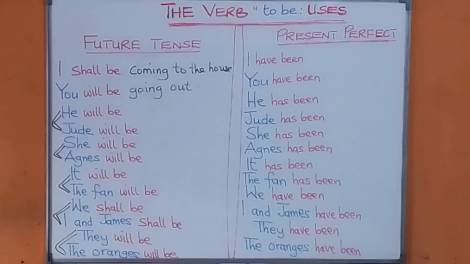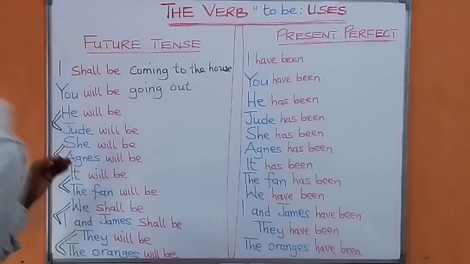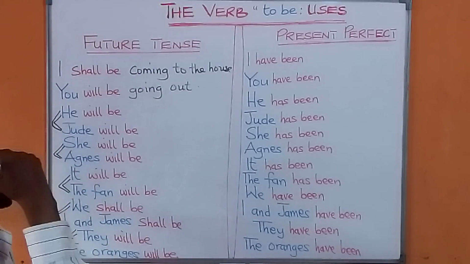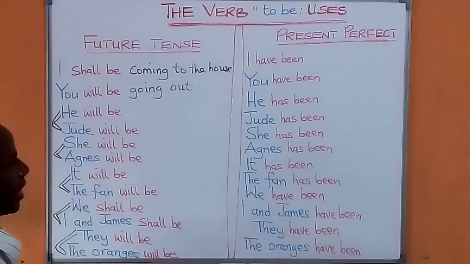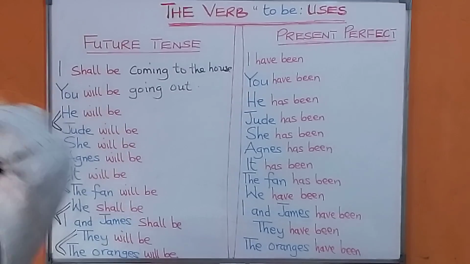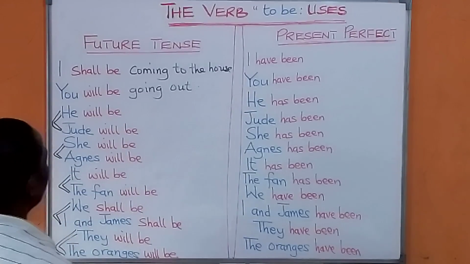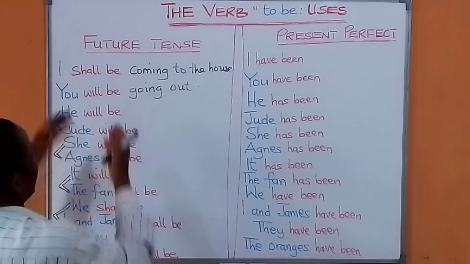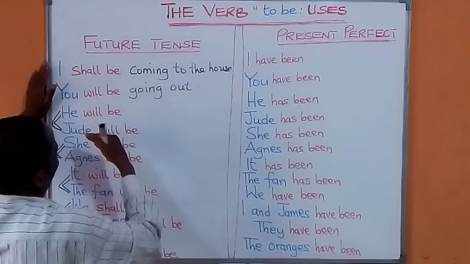We have seen how to start if you want to talk about now, that is present, or if you want to talk about the past. We have seen that, past and present. Now, how do you start if you want to talk about the future?